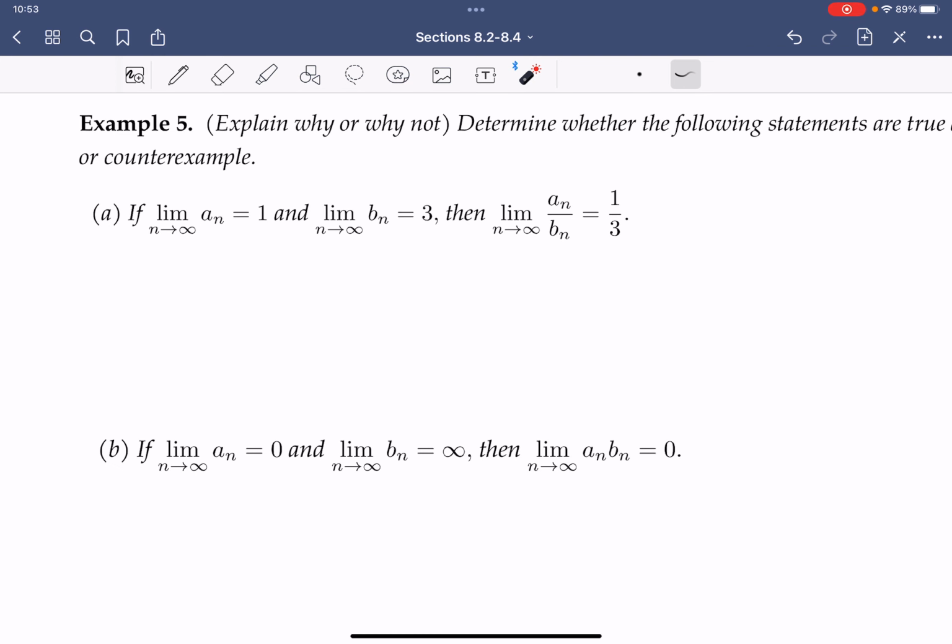Part A: if limit an equals 1 and limit bn equals 3, then limit an over bn equals 1/3. It is true. This is by the theorem of the limit, right? So this is actually true, by the limit theorem.